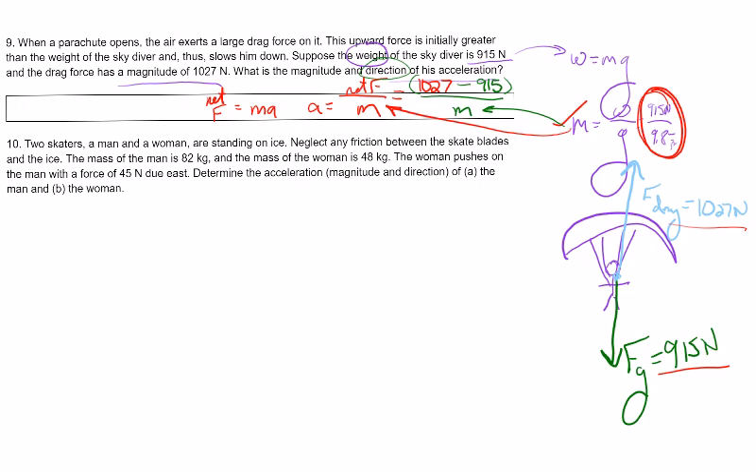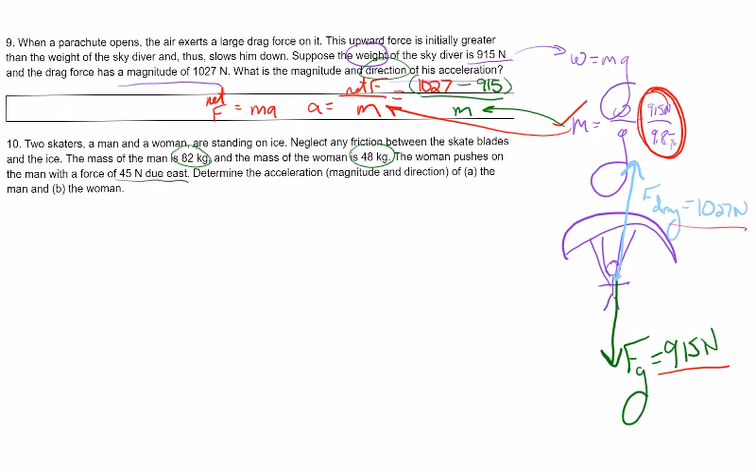That's number 9. So I had an extra little tidbit because you had to use the weight equation. 10 doesn't have that. It really is more of an understanding of Newton's third law. For every action, there's an equal and opposite reaction. For every force, there's an equal and opposite force. So I have a man, 82 kilograms, and a woman, 48 kilograms. The woman pushes on the man with 45 newtons to the east.